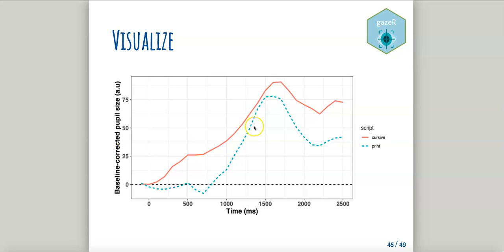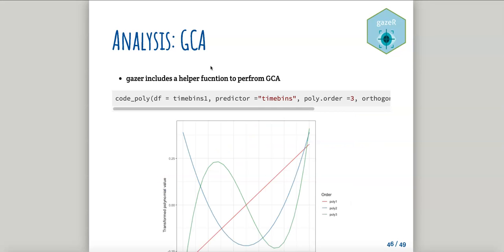This is what the data looks like with our 4 subjects. And we can see that at the end of the time series, the cursive stimuli are larger than the type print. Unfortunately, we can't make any statistical inferences just based on eyeballing the data. Instead, we're going to need to perform some type of statistical analyses.